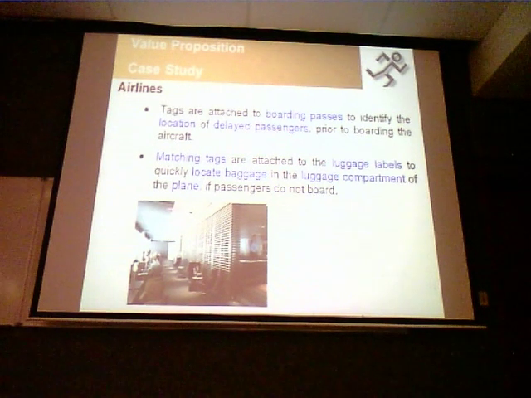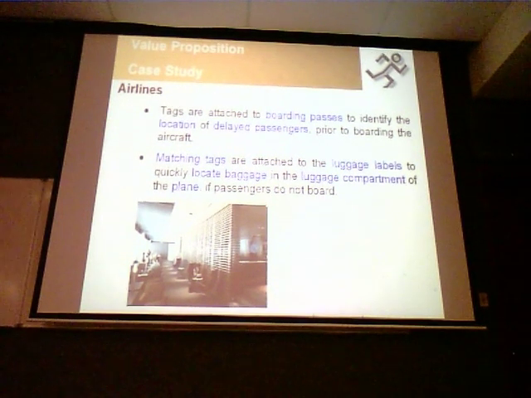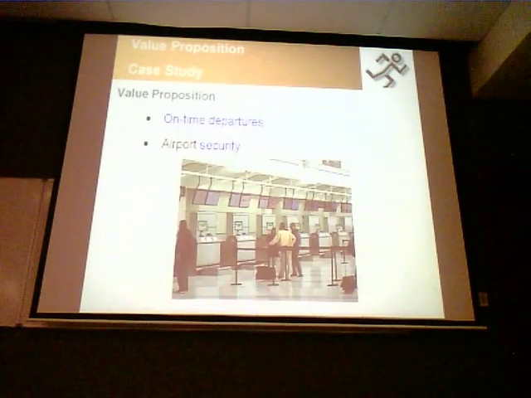What you do is you put your transceiver antennas in the ceilings of the frequent flyer lounge, at least tracking the person going in. If they haven't come out, you can find them very quickly and find them through the airport. So I guess the value proposition is airport security and also on-time departure.